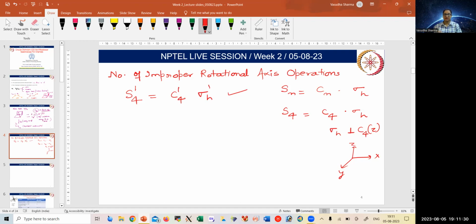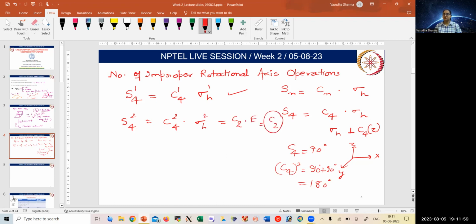C4^1 into sigma h is a certain operation. Then S4^2 would be C4^2 into sigma h^2, where C4^2 is nothing but 180 degrees. C4 is a 90-degree rotation, whereas C4 two times, that is 90 plus 90, becomes 180. So this is nothing but your C2, and sigma h squared will give you identity, so it equals C2. So the S4^2 operation is no more an improper axis of rotation. It has become C2 symmetry, which is already existing in your system.